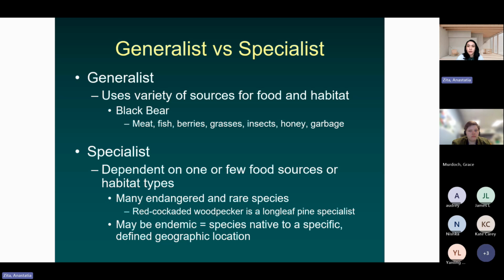Specialist species may be endemic, meaning they're native to a specific defined geographic location. This makes them particularly vulnerable to changes in their habitat or their environment, as they may not be able to adapt to new conditions or find suitable alternative habitats to live in.